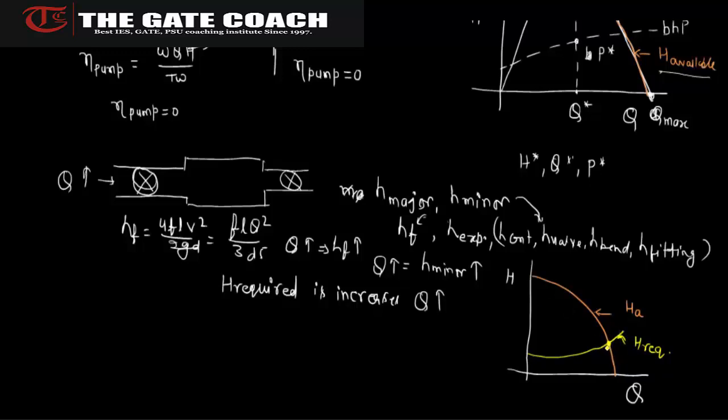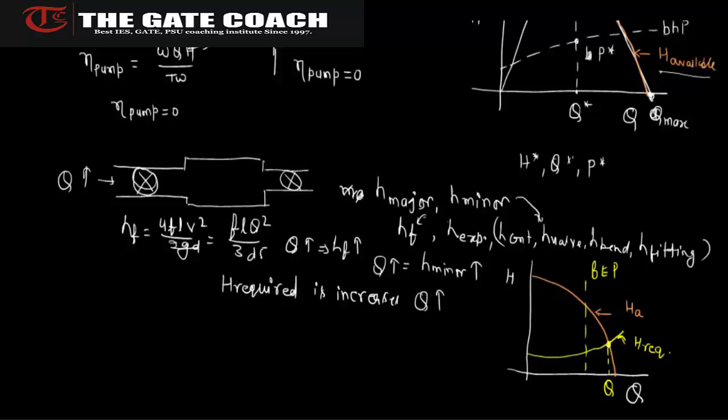So this unique point is providing a particular value of discharge that we can use. For this particular intersection point of H required and H available, our pump is going to meet the requirement of our piping system. And here we define the best efficiency point. If I'm saying this is our BEP, so if we are lucky enough, we can get this intersection point of H available and H required at the best efficiency point.